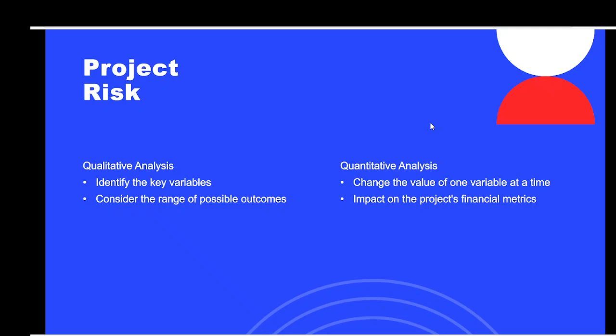In quantitative analysis, we change the value of one variable at a time, and this is done within its defined range. We then look at the impact on the project's financial metrics, like the net present value and rate of return. This all helps you determine which variables have the most significant influence on the project's success.